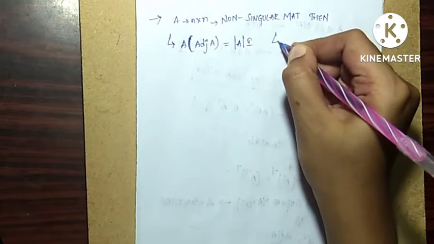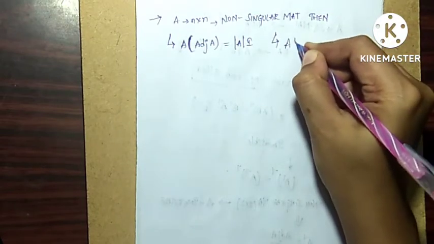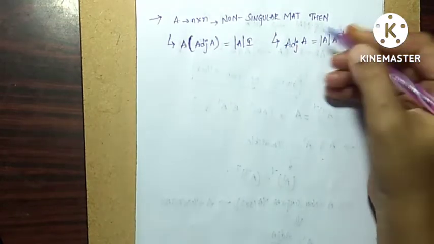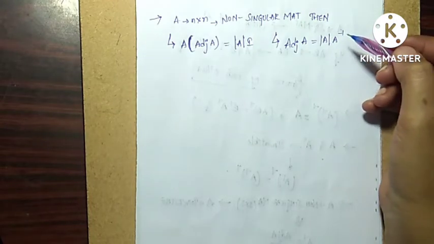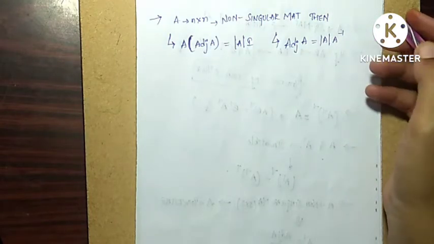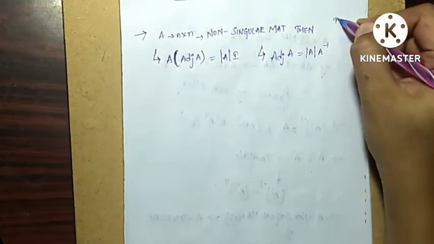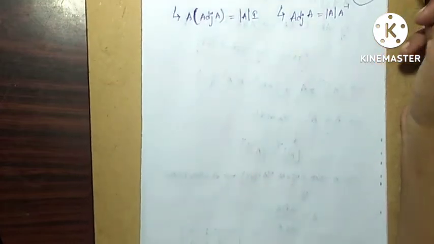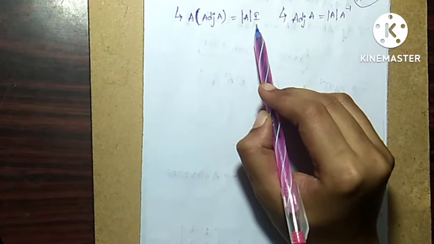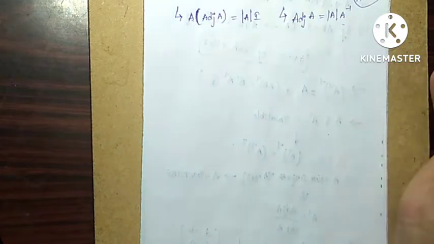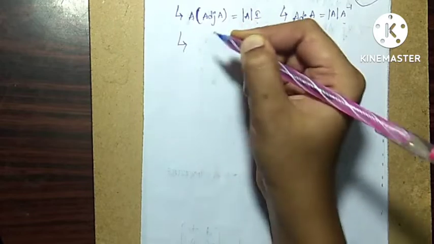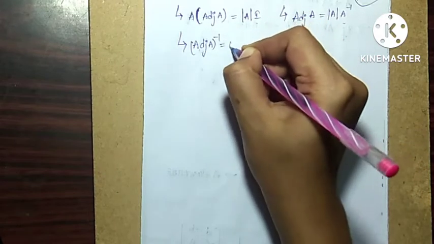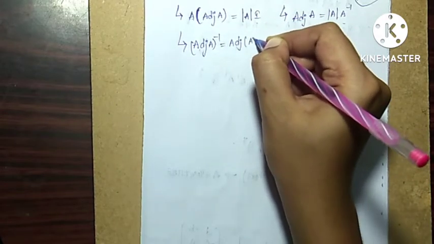Now our second condition is adj A is equal to mod A into A inverse. Adj A is equal to mod A into A inverse. Just remember, if 1 by A is there, you can simply write A inverse. This will also help you many times. So here we can bring this back to 1 by A, so we get A inverse.